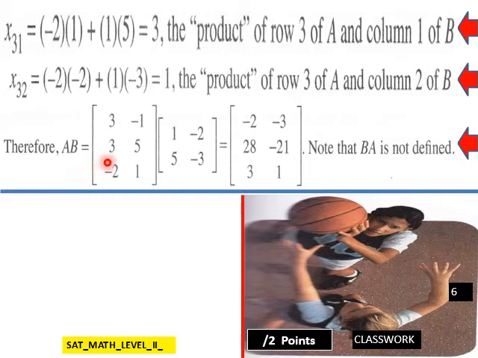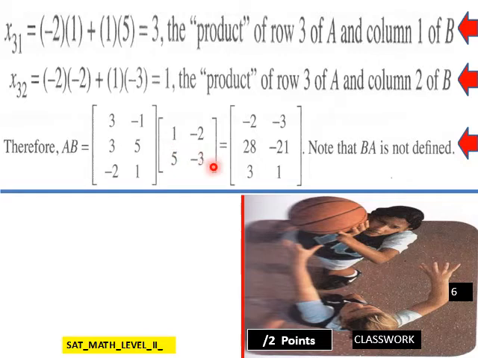So therefore, A times B will equal negative 2, negative 3, 28, negative 21, and then 3 and 1. Note that BA is not defined. So if we go back the other way here, you would run out of ways to multiply there.